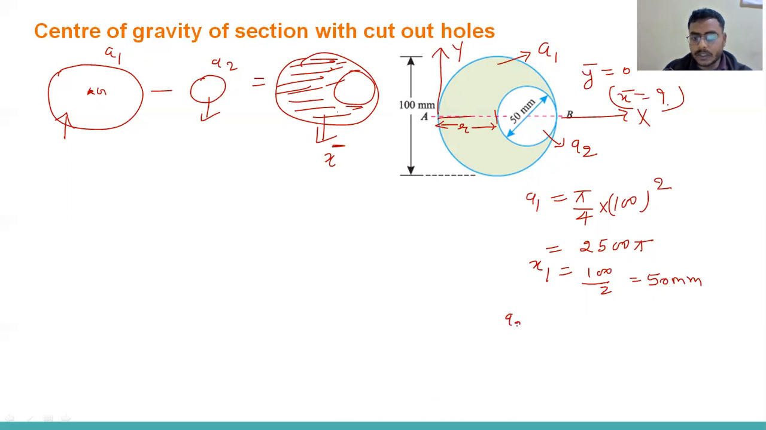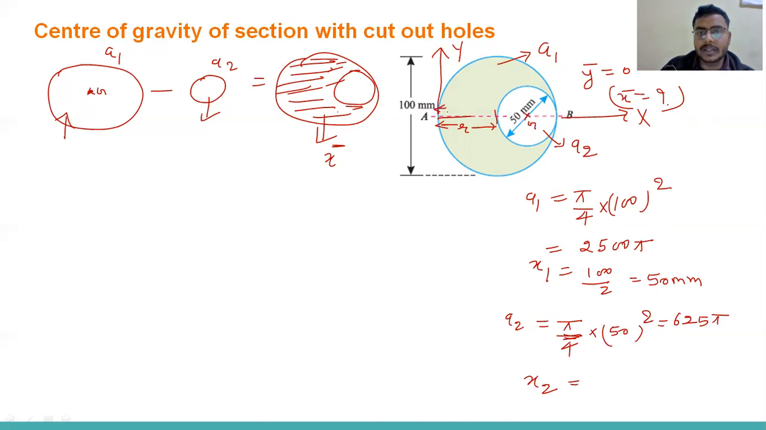Now A2. A2 is the area of the hole or missing area. That is a smaller circle, and the diameter is 50 mm. So we can calculate the area as pi by 4 into d square. So d we have 50, and you will get 625 pi. Now X2. What is X2? X2 is the distance of the centroid of the missing area from the y-axis. So the centroid for this missing area would be here.